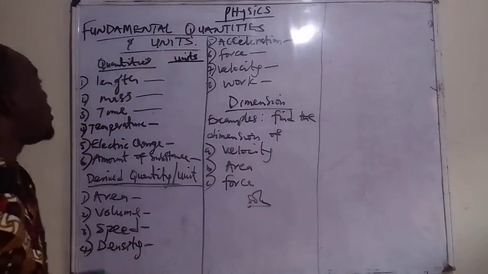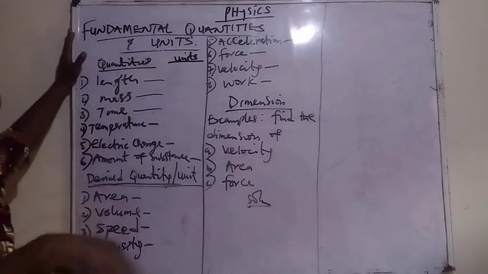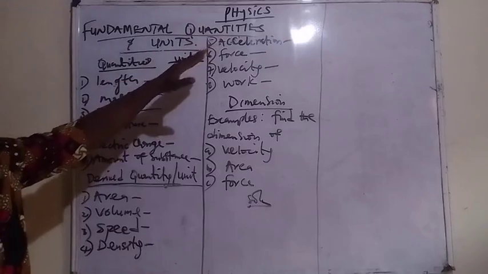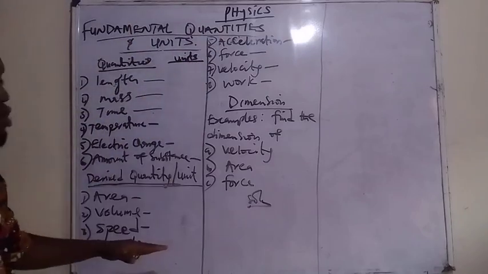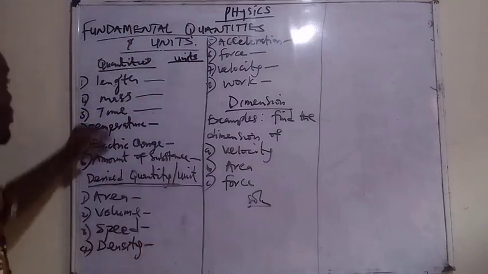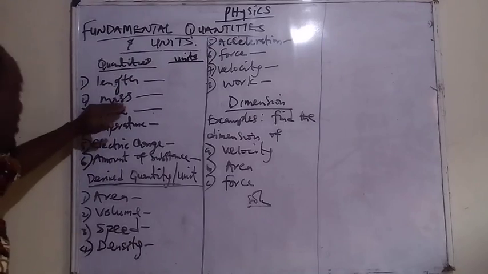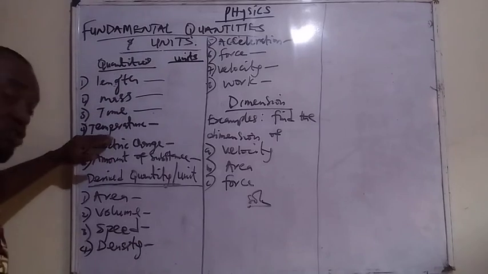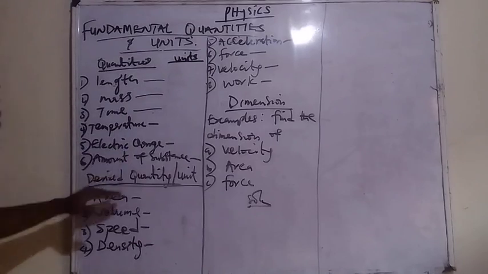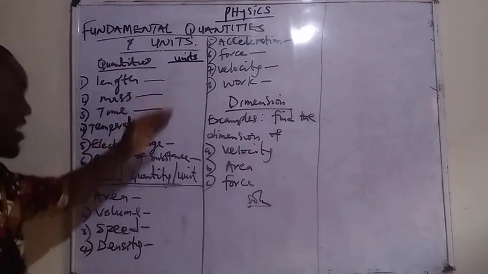Are you there? Now, generally we have about 7 fundamental quantities and 7 fundamental units. These are listed here. We have length, mass, time, temperature, electric charge, and amount of substance. Now let's check their units.